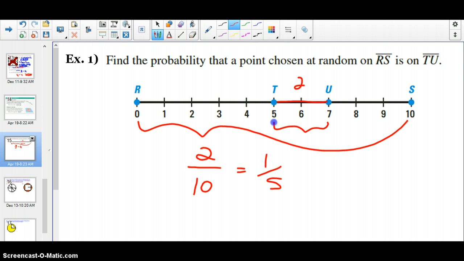And then typically for this class and for this section, we're going to write our probability as a percentage rounded to the nearest tenth. So this would be 20% if you wrote that as a decimal and then as a percentage.